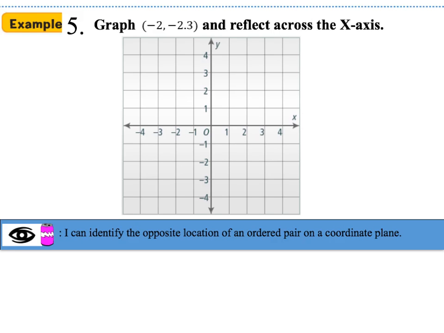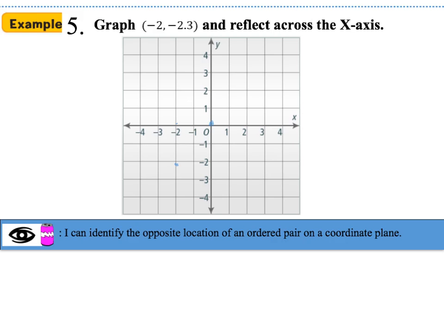Okay, so for example 5, they're asking us to graph the ordered pair negative 2 comma negative 2.3 and reflect across the x-axis. So let's go ahead and graph our first point. It's going to start at the 0, 0 mark. And then I'm going to move on the left side of my 0, which is negative 2. Then I'm going to jump down to negative 2.3. So here's negative 2, so negative 2.3 would probably be about right here.